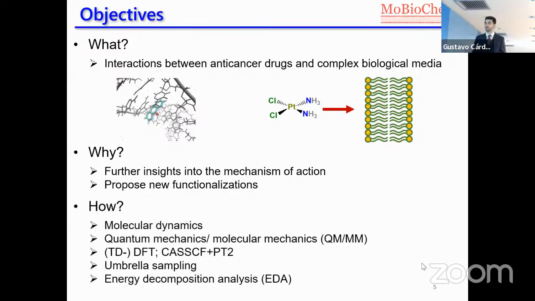So how are we doing this? Well, here there are all the theoretical methodologies that I've been using throughout this work.